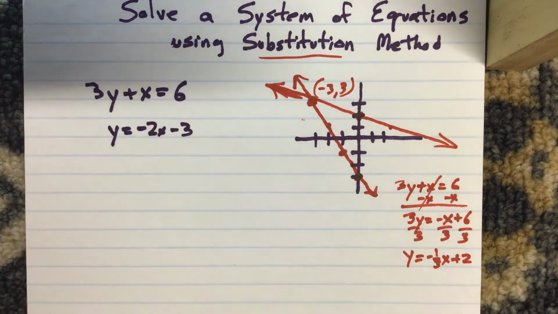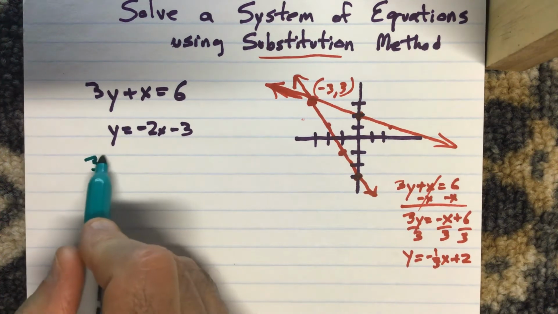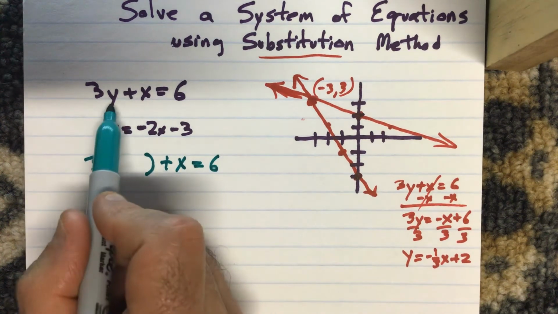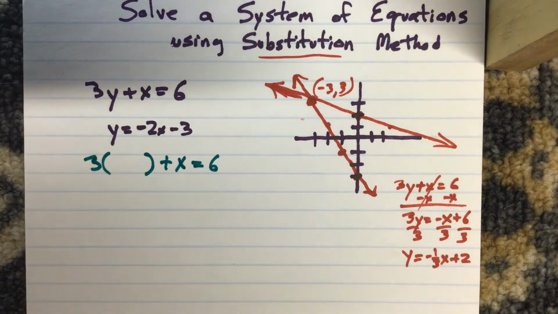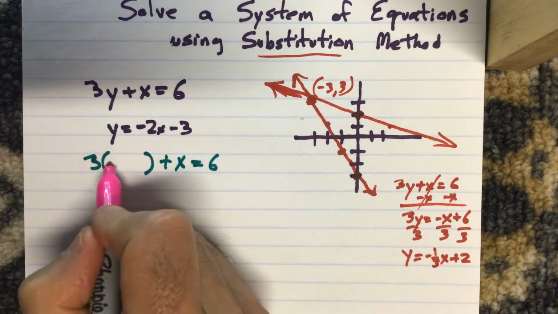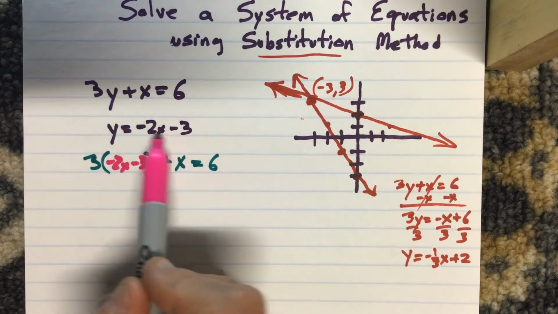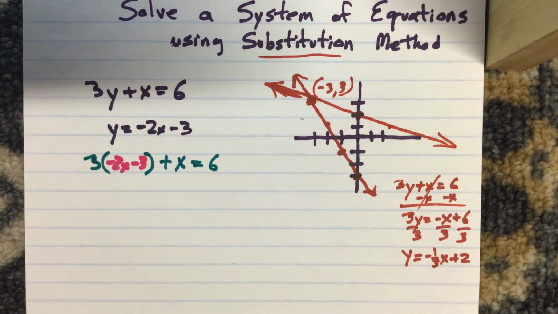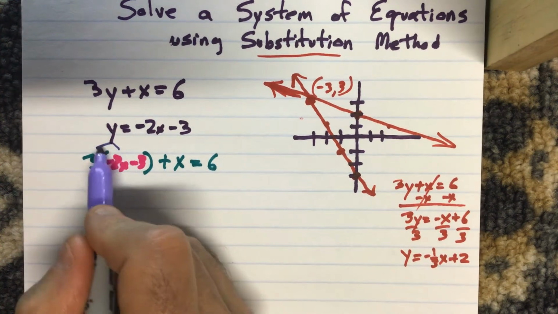So here I go. I'm going to write this function, 3y plus x equals 6. But instead of calling this y, I'm going to call it what y is equal to, which is -2x minus 3. So I'm substituting this into this y right here. And that's called the substitution method, plugging one function into another. And then I just work it out. I just distribute. Notice all I have is x's here, no more y's. So I'll be solving for x.